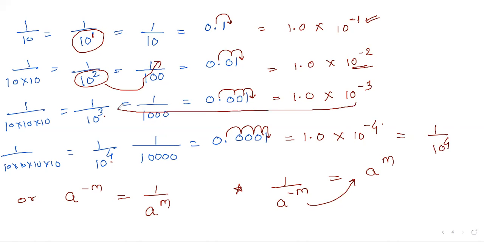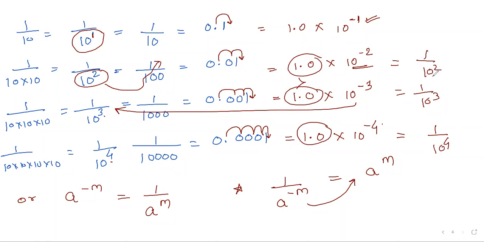10 raised to minus 3 is actually what? 1 upon 10 raised to 3. Because this is 1 into, and 1 into anything doesn't make any difference. Because 1 multiplied by anything is the same number. So 10 raised to minus 2 is what actually? 1 upon 10 raised to 2. Are you understanding, children? Yes, sir. So what is the important point? Negative power at the numerator goes to the denominator and becomes positive, or negative power at the denominator goes to the numerator and becomes positive. Yes or no?